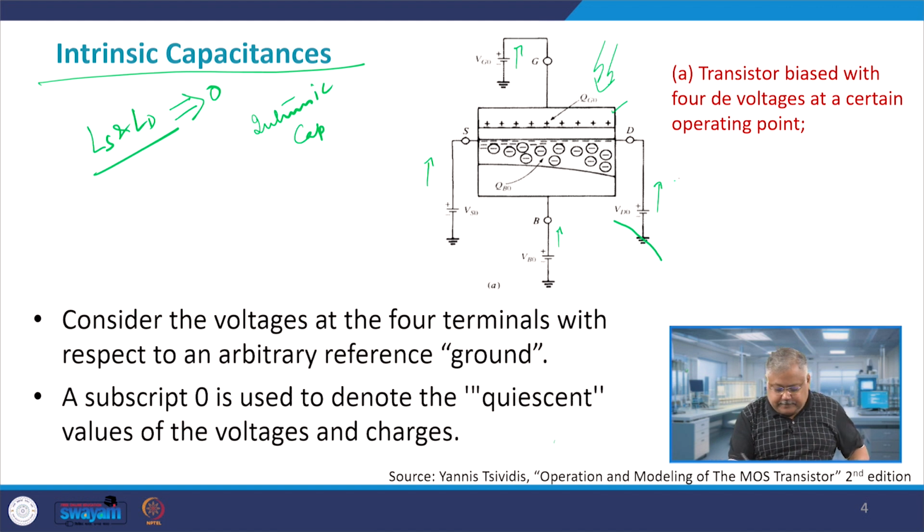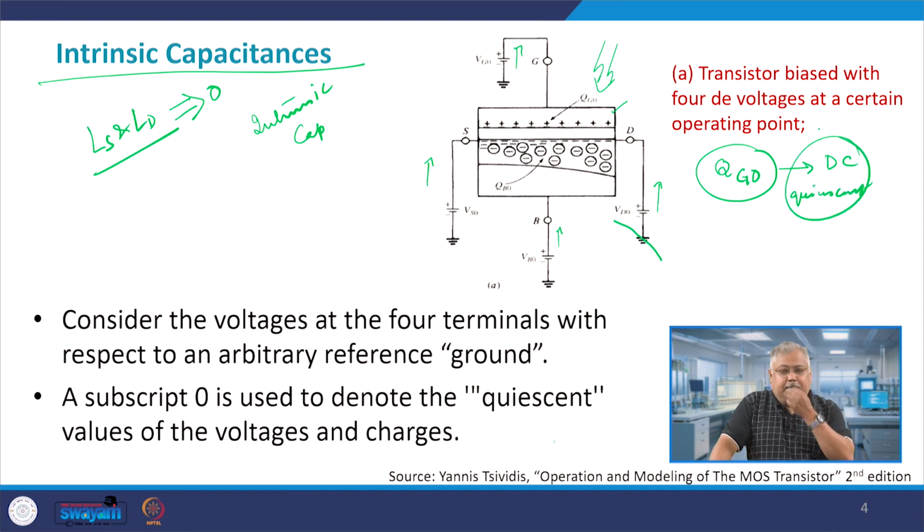When we write subscript 0, such as QG0, it basically means I am giving a DC or quiescent value here. That is the reason you see QD0, VS0, and VB0. There are 4 terminals, and we can assume the ground to be an arbitrary 5th terminal with respect to which these are referred. So, this is again a ground based sort of intrinsic capacitance. With respect to ground, I am trying to find out the intrinsic capacitances for each of the terminals.